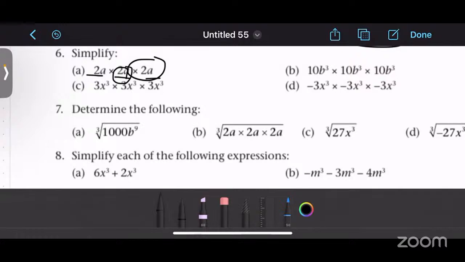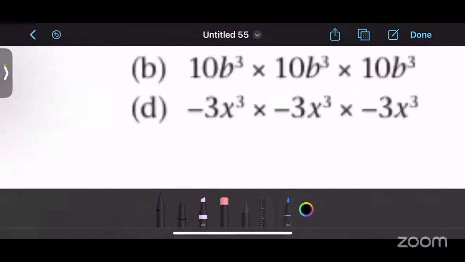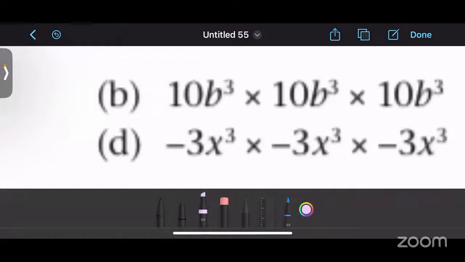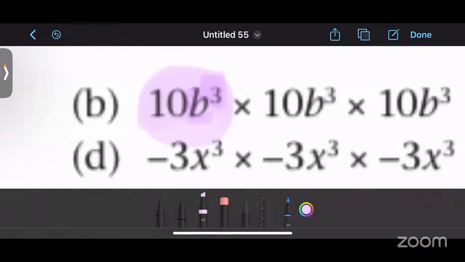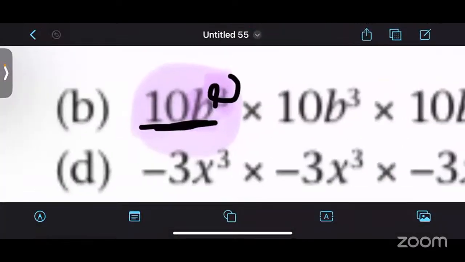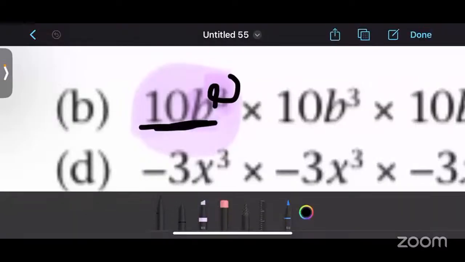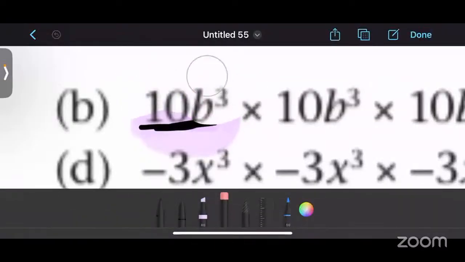How many bases do we have here on 10b to the power of 3? Two. Perfect. So the bases are the ones that are written down here, not the exponents. So we have 2 bases, which are 10 and b.